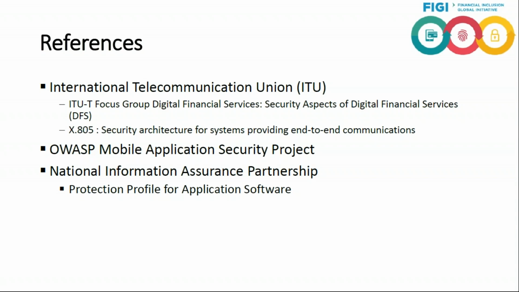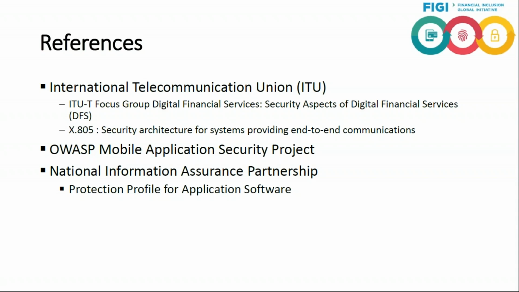And the security dimensions we have addressed pertain to the X.805 security architecture for systems providing end-to-end communications, 8 security dimensions which are addressed in our app security framework. Then the Open Web Application Security Project and the National Information Assurance Partnership protection profile for application software. It's a very extensive document based on the Common Criteria, which is used by national governments, national agencies, law enforcement agencies, and technical bodies to vet the security of software applications used by the governments.